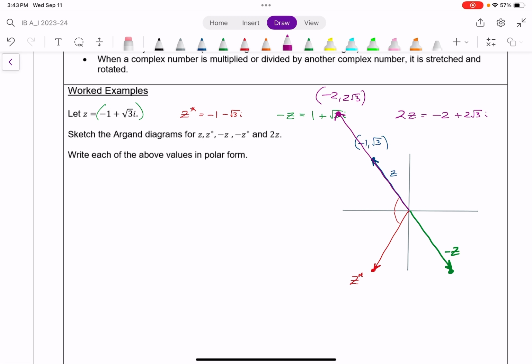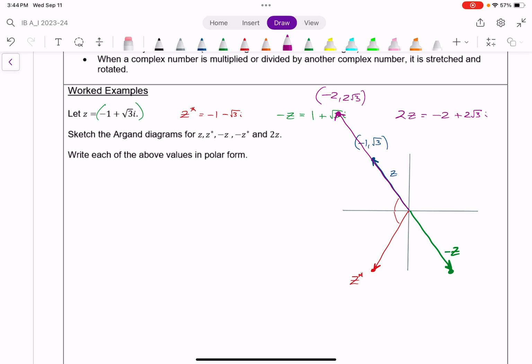And keep in mind, in general, the conjugate is always going to be a reflection around the x-axis. If you just change z to minus z, it'll always be going the opposite direction. And when you multiply by some coefficient, it'll just stretch it by whatever that coefficient is. Lastly, I want all of these in polar form.